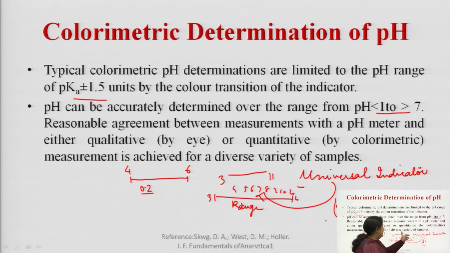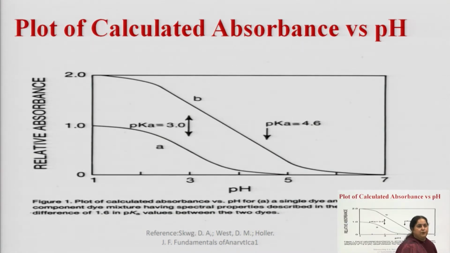Previously, it was done by the eye. Determination of the color was done by the eye, which finally told you about the pH of the solution, but now it is done colorimetrically, and it is achieved for a diverse variety of samples, right. It is a better method, and it is a more sensitive method as compared to the previous method, right. Similarly, the principle and the procedure are the same as we have in the spectrophotometer.